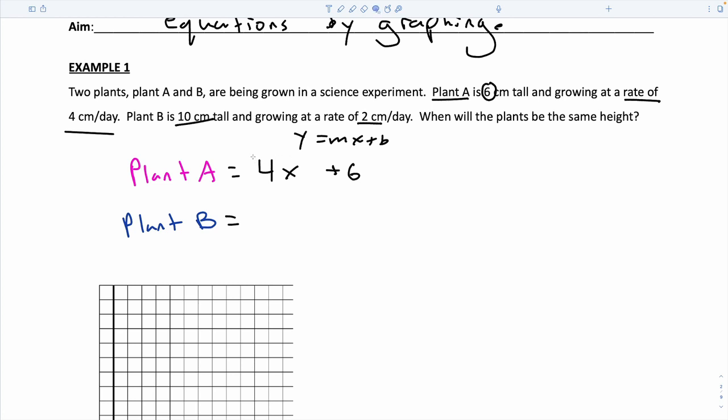Uh-oh, I forgot to throw in the y equals. Peyton, do you have the equation for plant B? Okay, let me just clean up the top. Sorry, I'm going out of order. Cool.